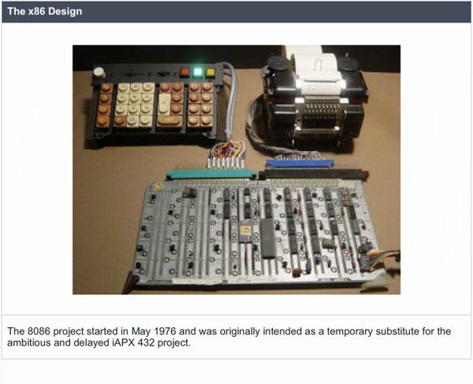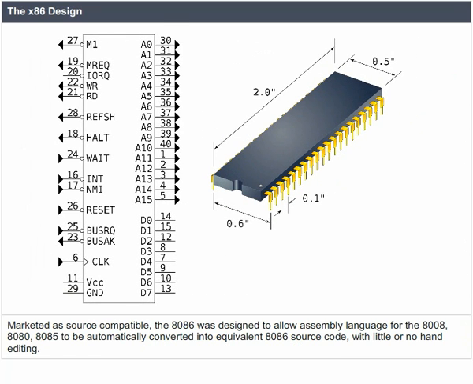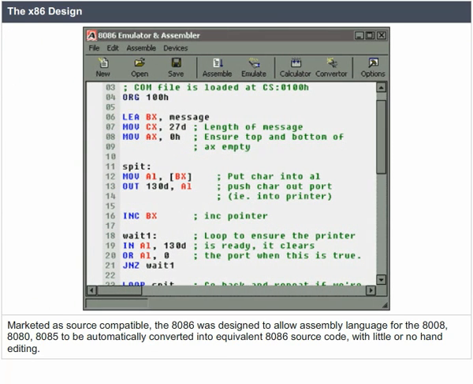It is sequenced using a mixture of random logic and microcode and was implemented using depletion load and NMOS circuitry with approximately 20,000 active transistors. Marketed as source compatible, the 8086 was designed to allow assembly language for the 8008, 8080, 8085 to be automatically converted into equivalent 8086 source code with little or no hand editing.